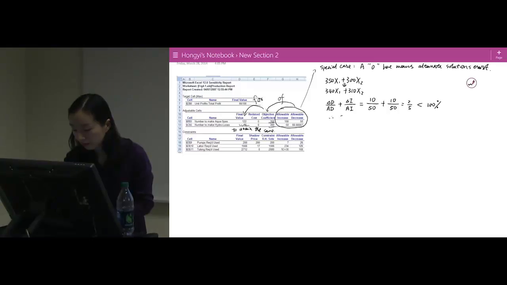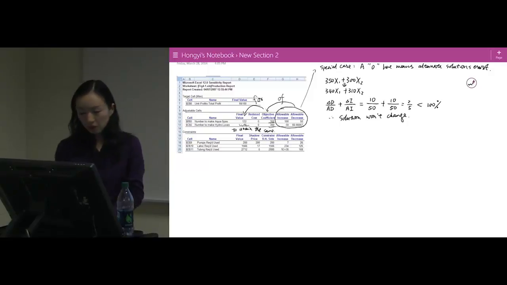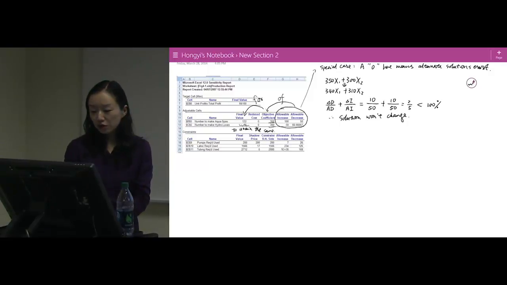So the solution won't change. Okay, so that's that 100% rule. Just make sure you identify whether the change is an increase or a decrease. Okay, if it's an increase, make sure you get that allowable increase value to be the denominator. If it's a decrease, then get the allowable decrease to be the denominator. Okay, and then we use absolute value.